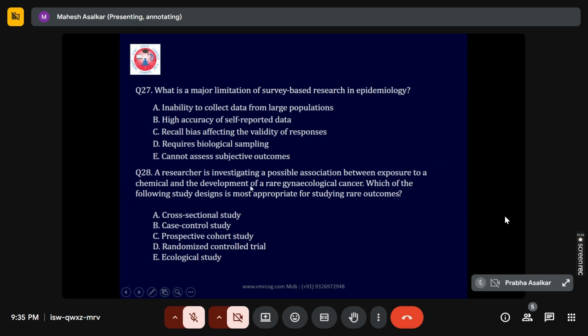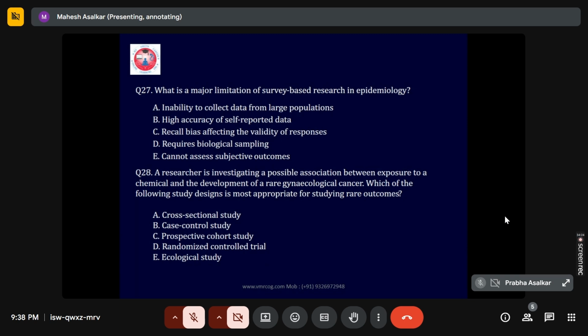Next question. Question 28. A researcher is investigating a possible association between exposure to a chemical and the development of a rare gynecological cancer. Which of the following study designs is most appropriate for studying rare outcomes? Option A, cross-sectional; B, case control; C, prospective cohort; D, randomized control trial; E, ecological study.